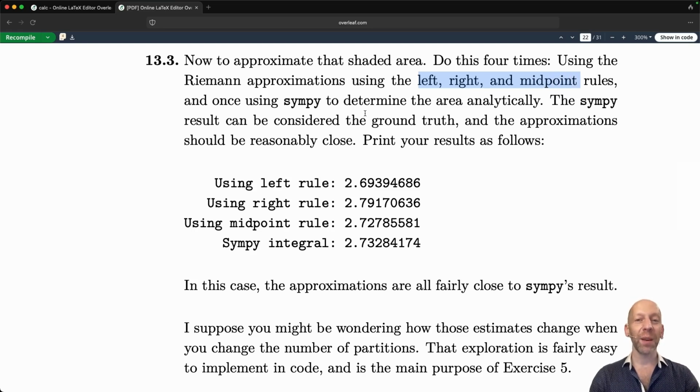And then a 4th time, we're going to use SymPy to determine the area analytically. So we get the exact value from a symbolic calculation. So then we will be able to evaluate the accuracy of these different approximations from these 3 different rules by comparing them to the result of the SymPy integration. So here we see the SymPy result, and here is for the left, the right, and the midpoint rule. I'll have more to say about this when I show the code.